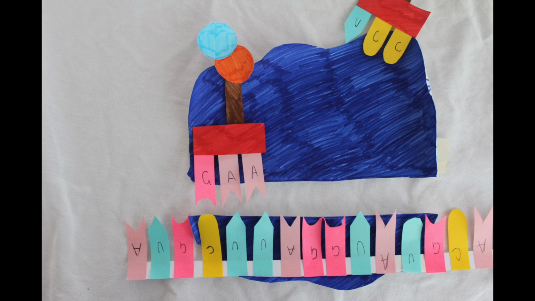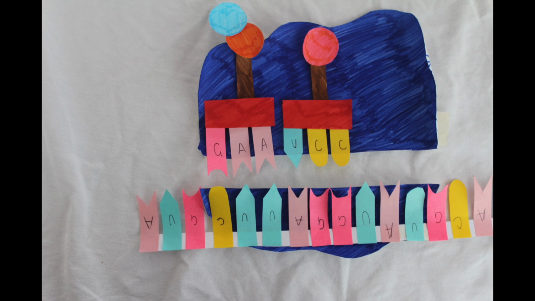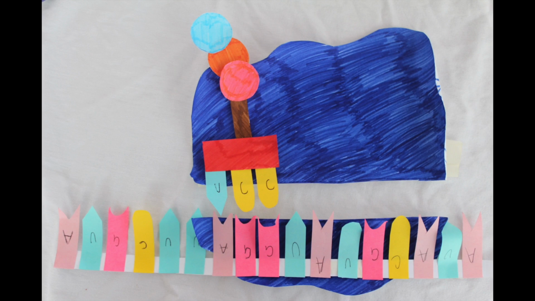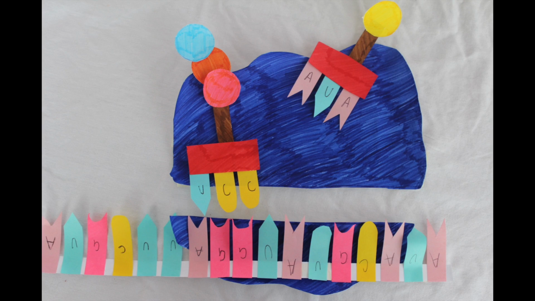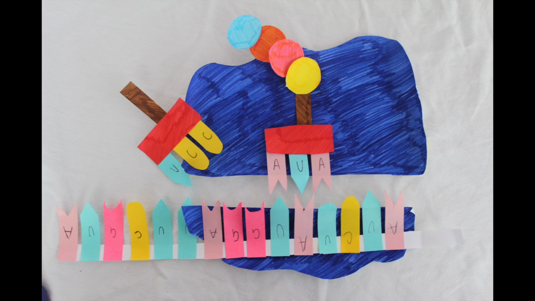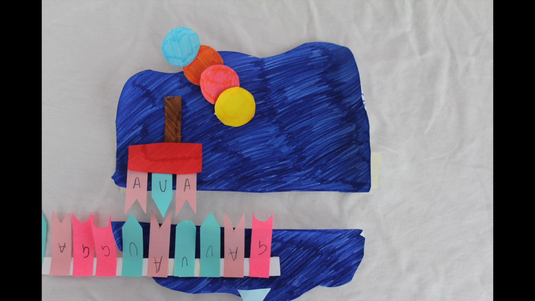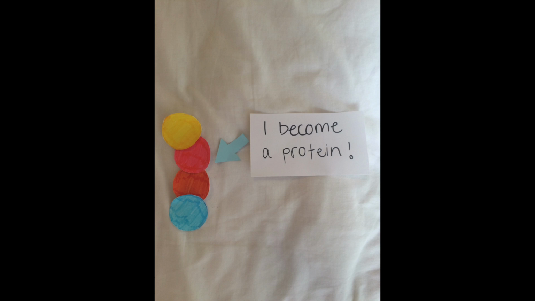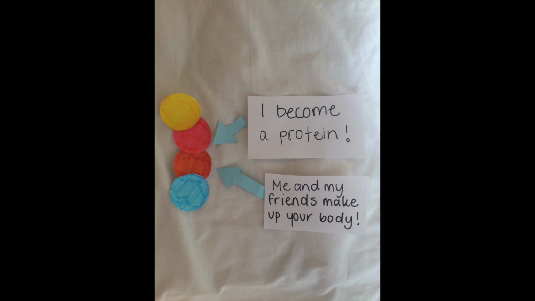the polypeptide chain. The transfer RNA molecules detach from their amino acids and exit the ribosome, making room for the next charged transfer RNA molecule. The polypeptide chain is complete when the stop codon is reached. This polypeptide chain is now a protein. And as we know, proteins are what make up our body.